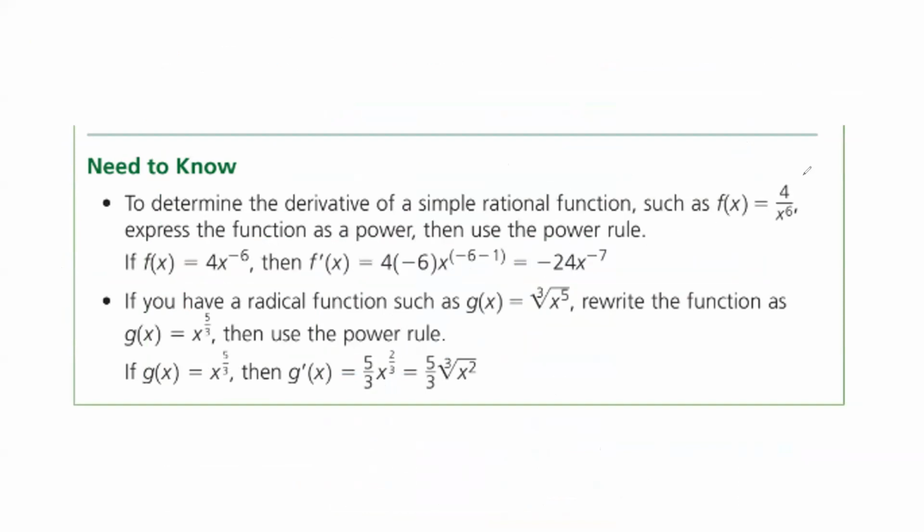Here, you have an example of how to find the derivative of a function when you have a variable in the denominator. When you have it in the denominator, simply raise it up by adding a negative power, right? And treat it as a normal power rule. Does that make sense? Yeah. Perfect.